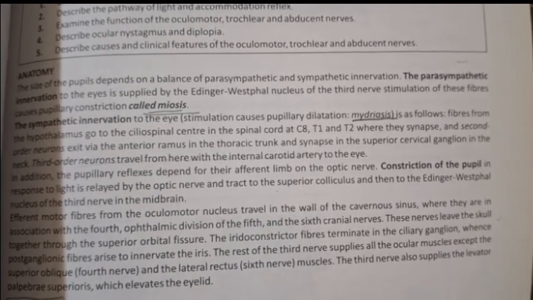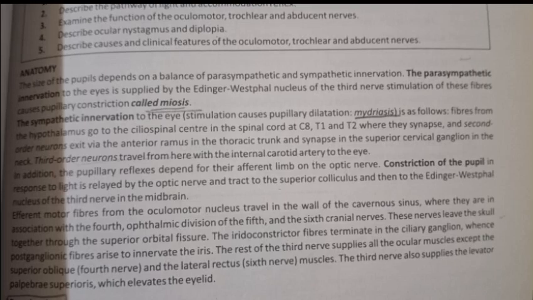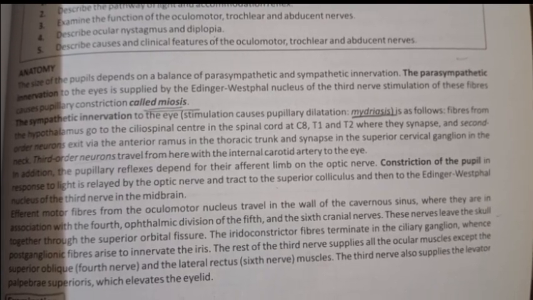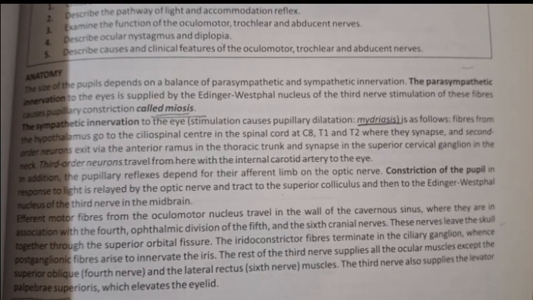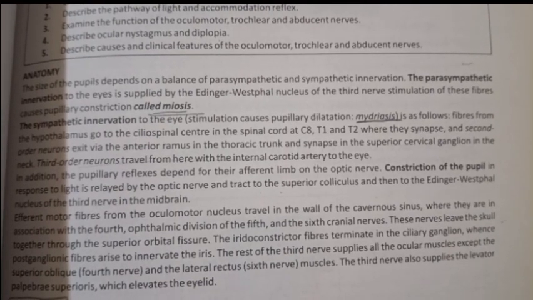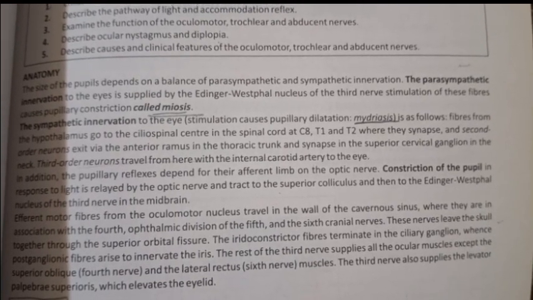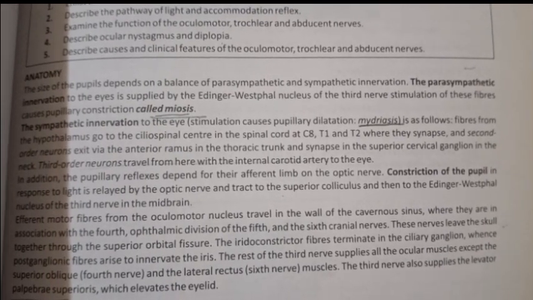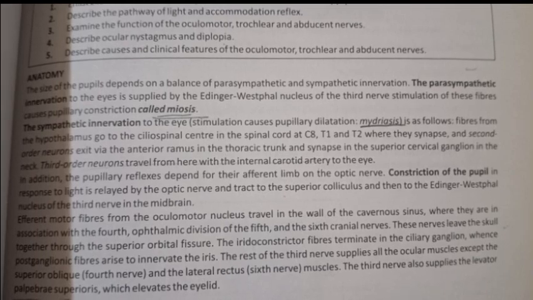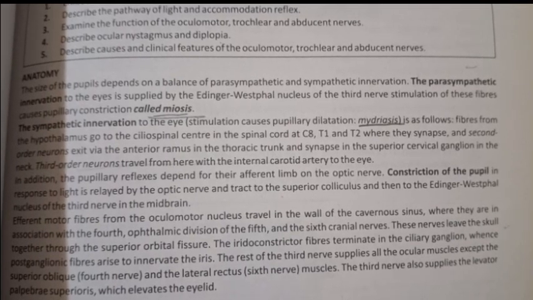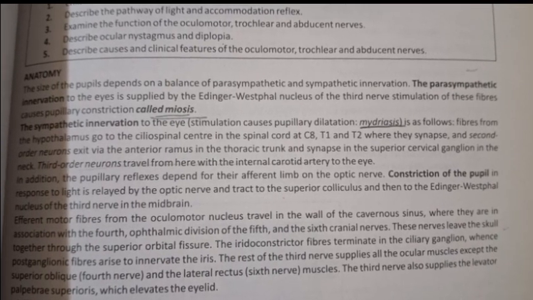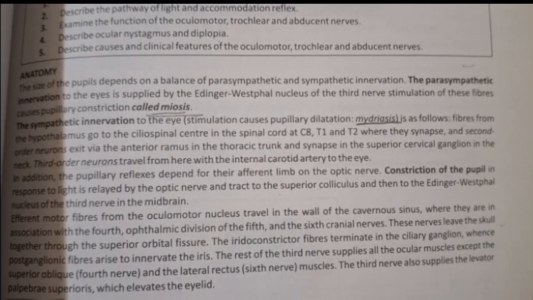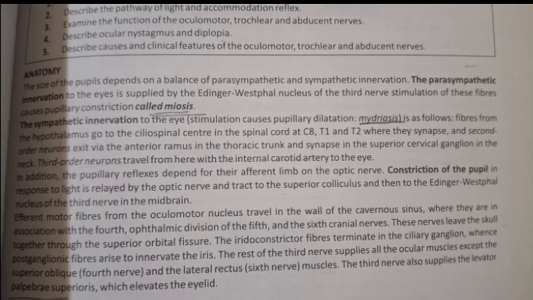Efferent motor fibers from the oculomotor nucleus travel in the wall of the cavernous sinus, where they are in association with the ophthalmic division of the fifth and the sixth cranial nerve. These nerves leave the skull together through the superior orbital fissure. The parasympathetic constrictor fibers terminate in the ciliary ganglion, whereas the postganglionic fibers arise to innervate the iris.